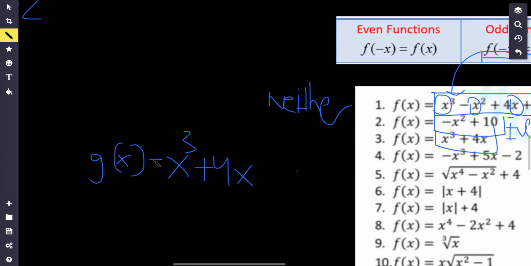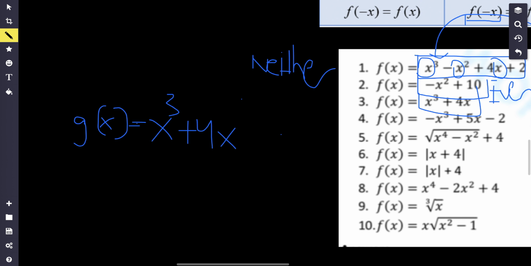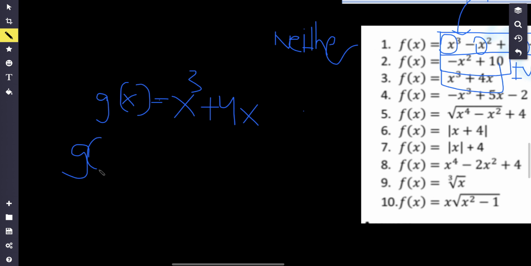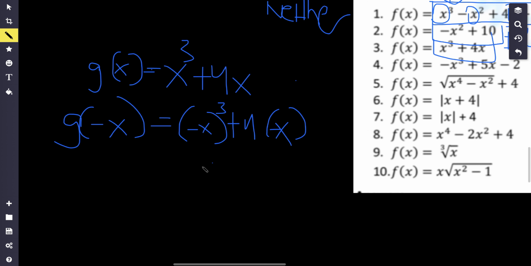Is this odd, even, neither? Well, first step, once again, what we do is everywhere we see x, replace it with a negative x. So you get negative x to the third power plus 4 times negative x. Simplifying this, we get negative x to the third power minus 4x. Right, 4 times negative x is negative 4x. Negative x to the third power is negative x to the third power.